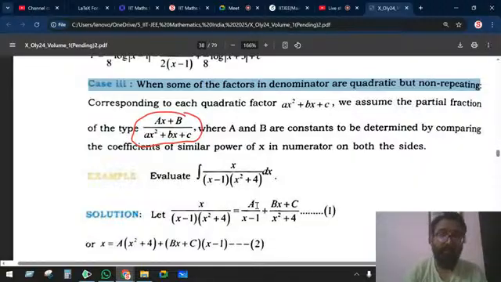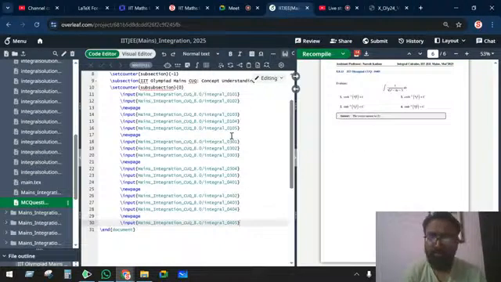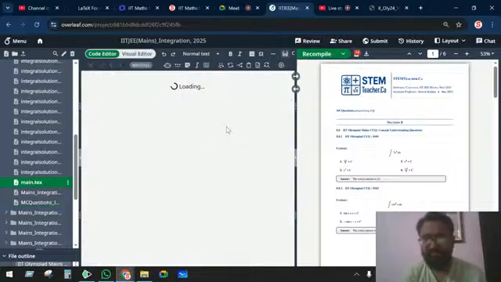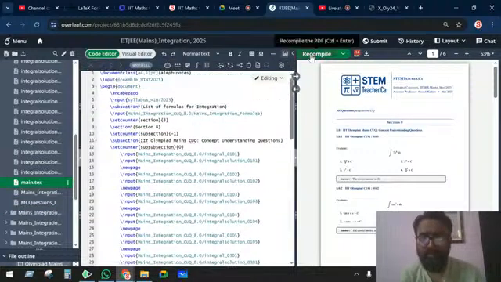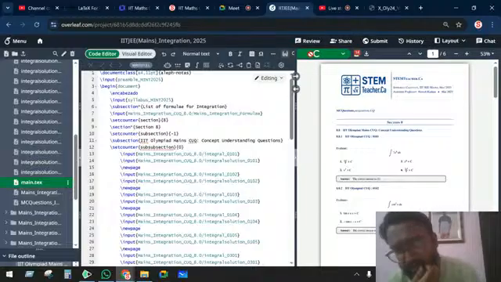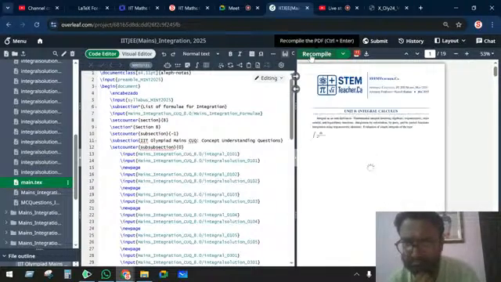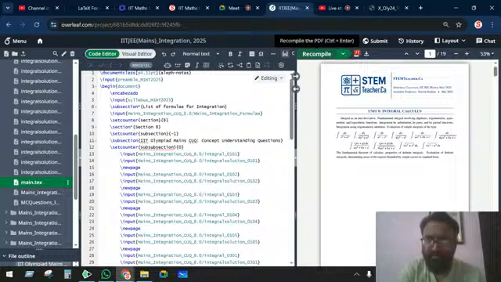I think it is a source code. You can see it is a part of the syllabus. It is most important. You should know all partial fractions. What is our syllabus? See, everything is part of the syllabus.